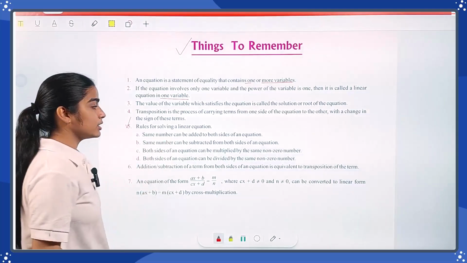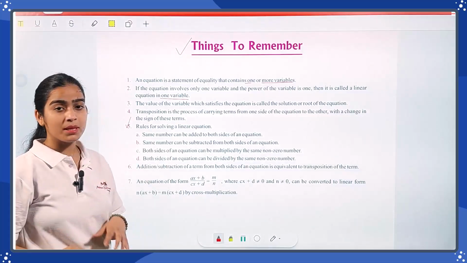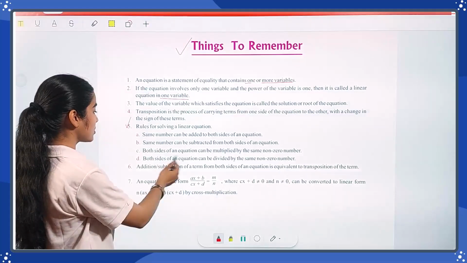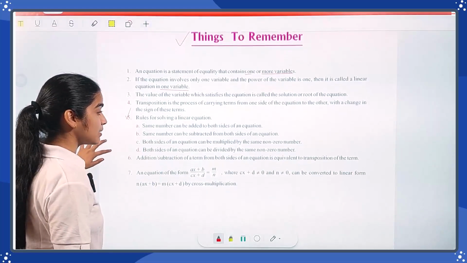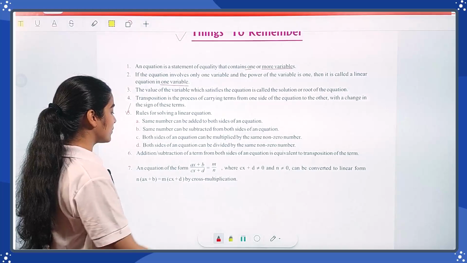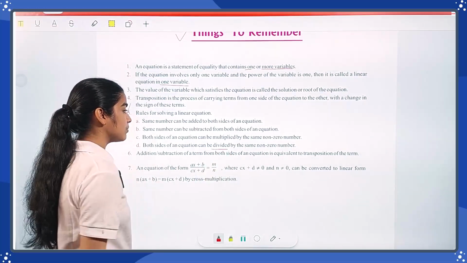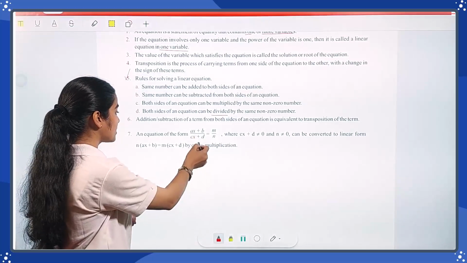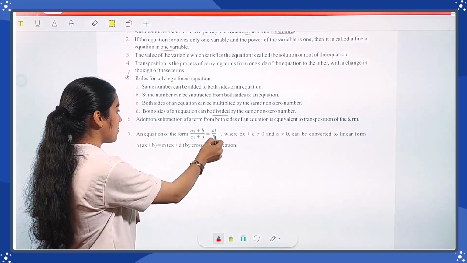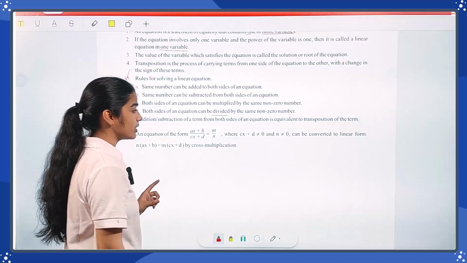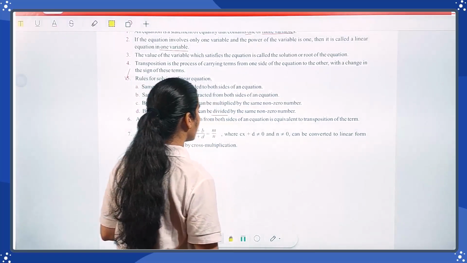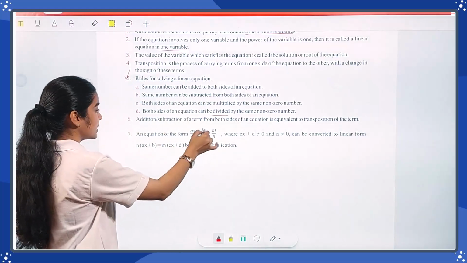The same number can be added to both sides of an equation, which is called the balancing method. The same number can be subtracted from both sides of an equation. Both sides of an equation can be multiplied by the same non-zero number, and both sides of an equation can be divided by the same non-zero number. An equation of the form (ax plus b) upon (cx plus d) is equal to m upon n, where cx plus d is never equal to 0 and n is not equal to 0 as well, can be converted into a linear equation by cross multiplying it.